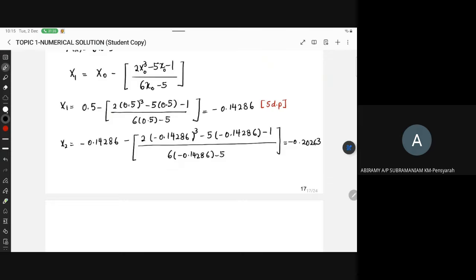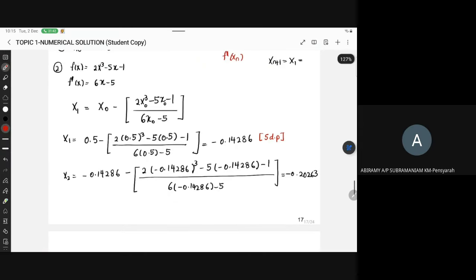0.20263. Notice that I still use 5 decimal places, and let's look at the difference between the values of x naught, x1 and x2. Earlier x naught is 0.5, x1 is negative 0.14286, x2 is negative 0.20263. We are going to continue this until we get the correct root. So what is the correct root? When we get the same value.